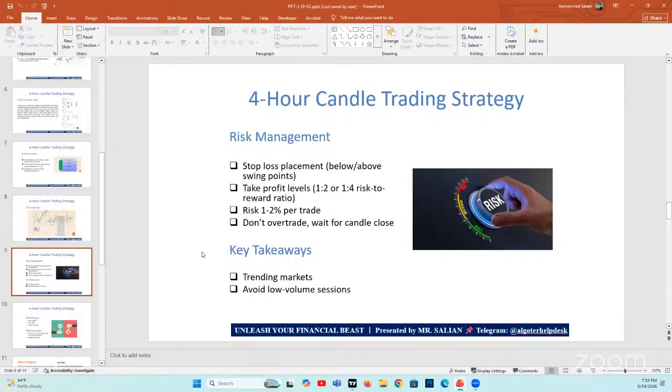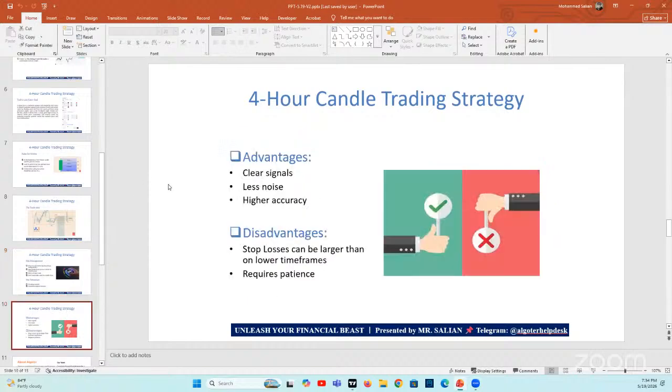Okay, key takeaways: trending markets. Okay, avoid low volume sessions like, you know the very famous one, Asian session. Sydney, are you trading the Sydney session? No one is trading this session, my friends. Okay, so avoid that. At least London. Okay, but there are times in Asia, like now, gold is very volatile. Before, everyone was ignoring Asia session, but now even Asia has a lot of volatility. So why not? Okay, as long as it works.